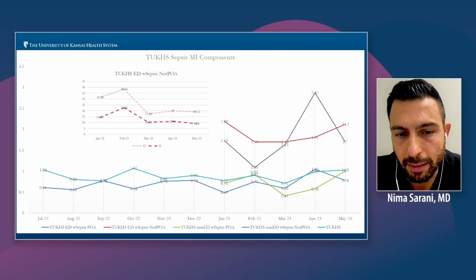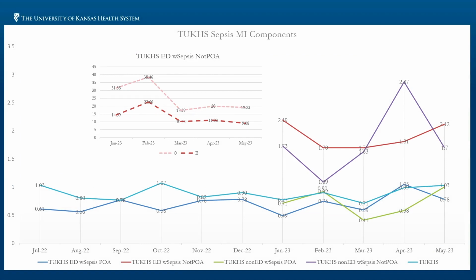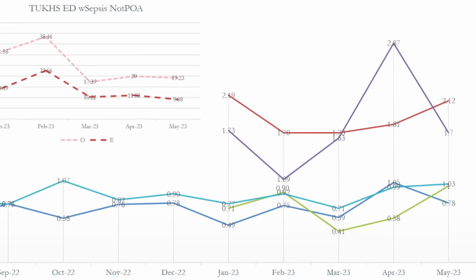This one essentially looks at the same thing. This is the mortality index, so the O to E ratio. The blue line at the bottom shows our ED sepsis patients that have sepsis present on admission. You can see the O to E ratio or the mortality index there. What I want you to pay attention to is the upper right-hand corner of the graph, where you can see in red, there's a very high mortality index. This is a particular component of our sepsis population. These are patients that come in through the emergency department, but sepsis is not present on admission, whether it was not diagnosed or potentially sepsis developed during their hospital course.